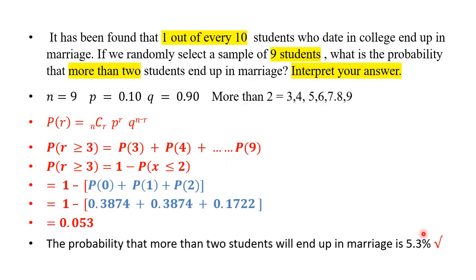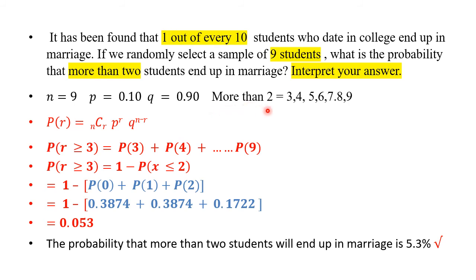All right, let's look at another example, picking up from the statement that we had from the previous question. I'm not going to read the question because it's the same statement, but I'm going to talk about what they are asking us to do, which is different. It is saying, what is the probability that more than 2 students end up in marriage? Interpret your answer.